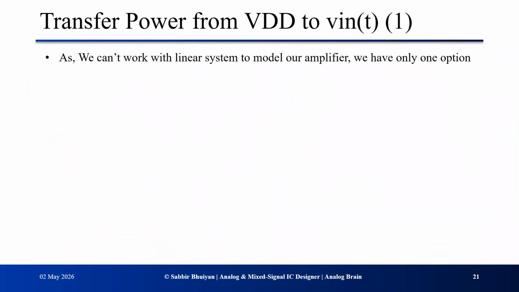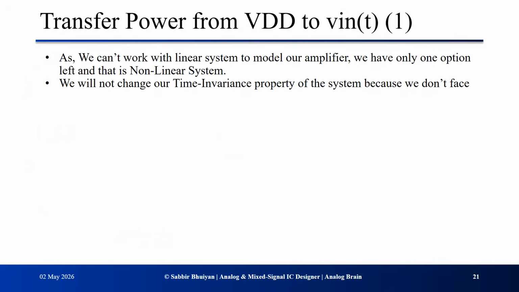We have one option left, a non-linear system. And importantly, we are not abandoning time invariance. The paradox was specifically about linearity. Time invariance cost us no problem, so we keep that property.